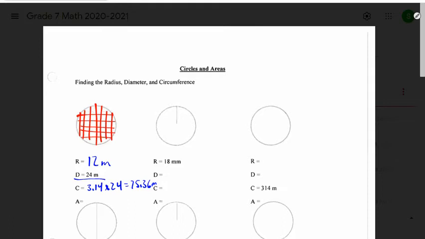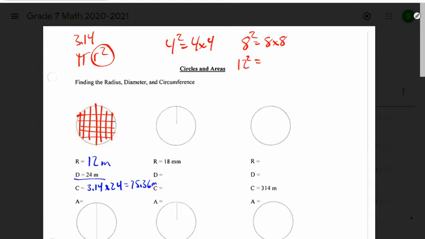So to find the area, we use the formula pi r squared. And we know that pi is 3.14. And this r squared, that's the radius squared. Whenever we square a number, if I have 4 squared, that's 4 times 4. If I have 8 squared, that's 8 times 8. If I have 12 squared, that's 12 times 12. So when you square a number, you're taking that number and multiplying it by itself. So when we find the area, we're going to take 3.14 and we're going to times the radius, but we're going to do it twice.